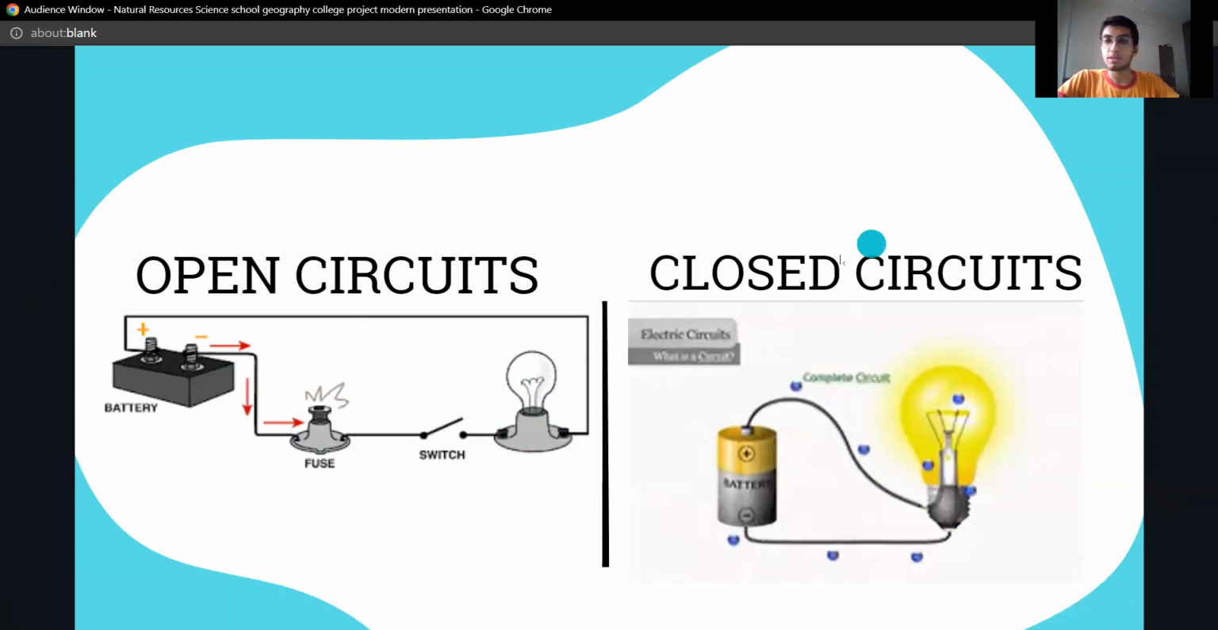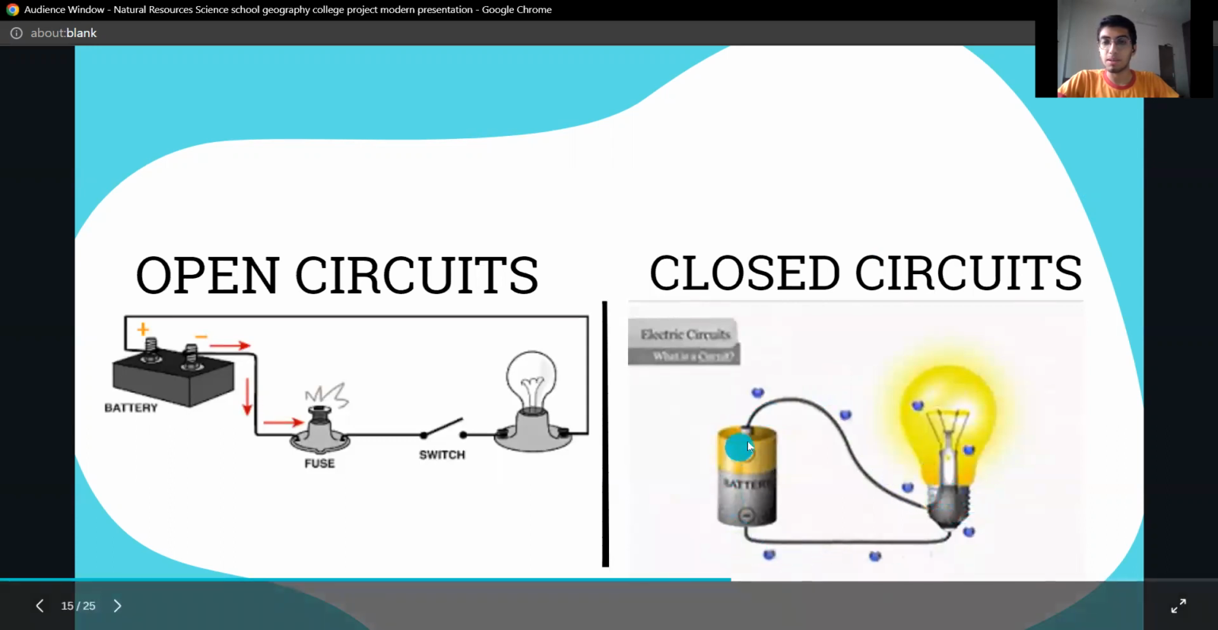And in closed circuits, as you can see, the path is not broken. It's a complete path for the electrons, for the current to flow. And we can see that the bulb is glowing brightly.